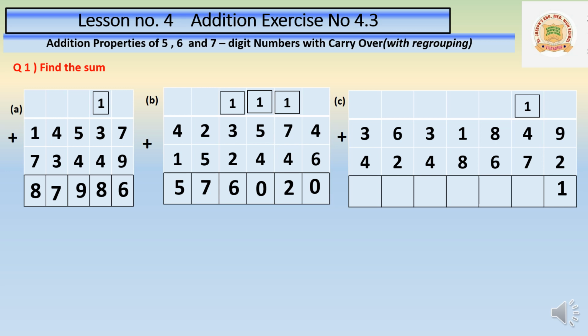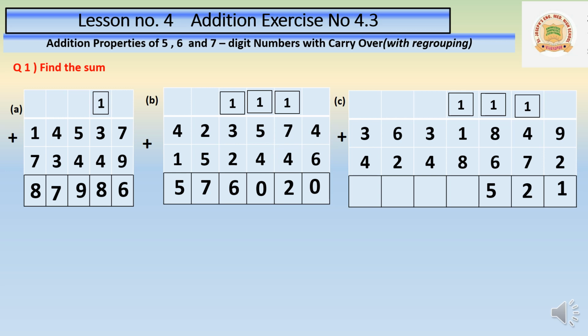Now add the numbers in the 10th place. 1 plus 4 is 5. 5 plus 7 is 12. So 2 will be in the 10th place, 1 will be carried to the 100th place. Now add the 100th place number. 1 plus 8 is 9, 9 plus 6 is 15. So 5 will be in the 100th place, 1 will be carried to the 1000th place.